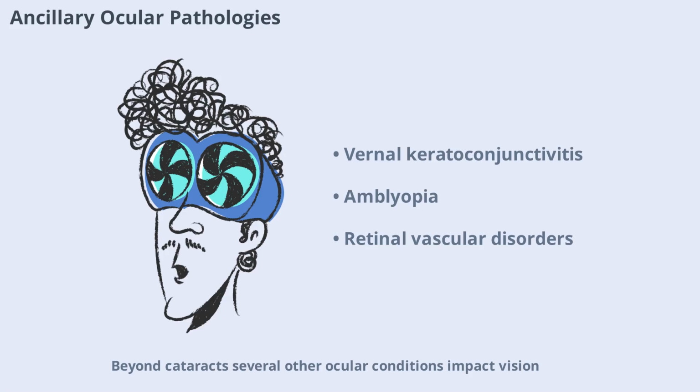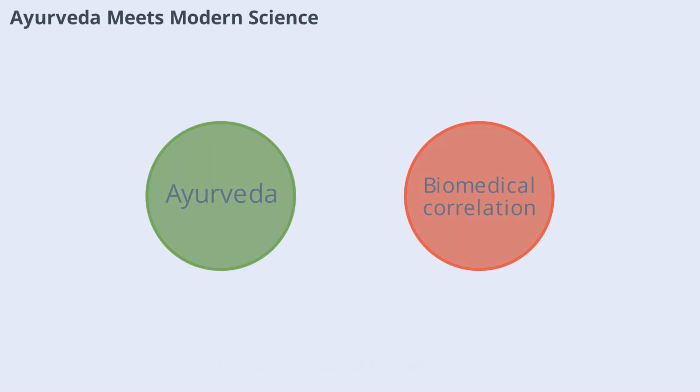Beyond cataracts, several other ocular conditions impact vision. Vernal keratoconjunctivitis is an allergic reaction causing severe itching and discharge, with classic cobblestone papillae or gelatinous nodules. Amblyopia, or lazy eye, results from abnormal visual development, often due to uncorrected refractive errors in childhood. Vascular retinal disorders, such as those seen in diabetes or hypertension, manifest as vessel narrowing, exudates, and cotton wool spots, requiring systemic management. The comparative study of Ayurveda and modern ophthalmology reveals both harmony and distinction.